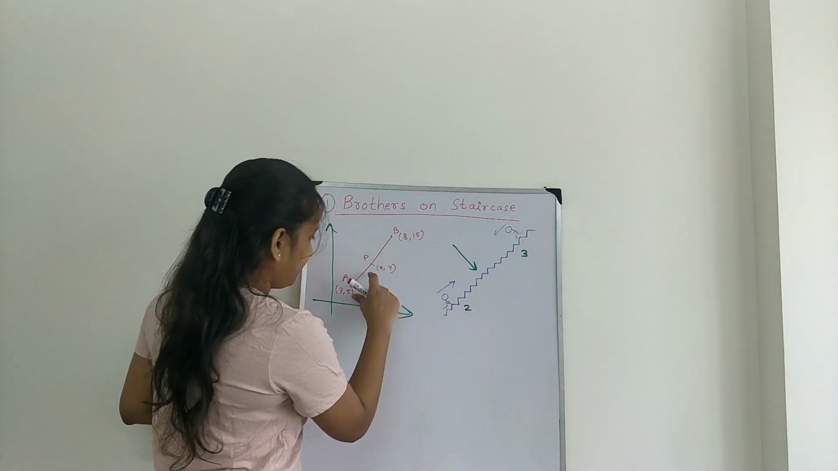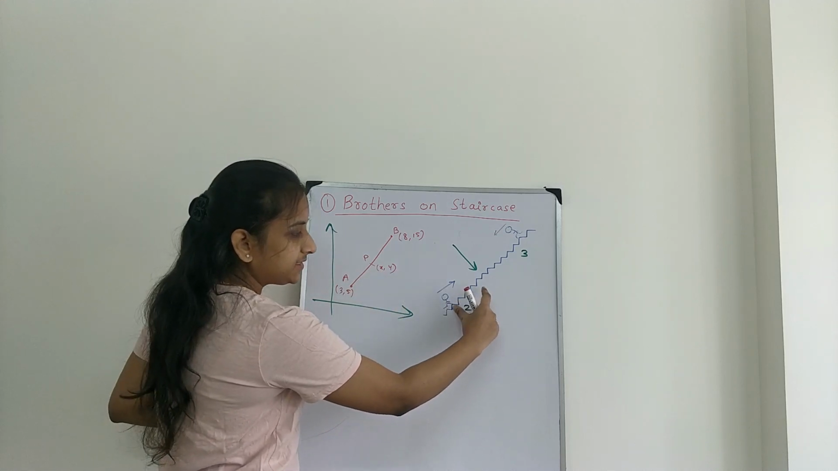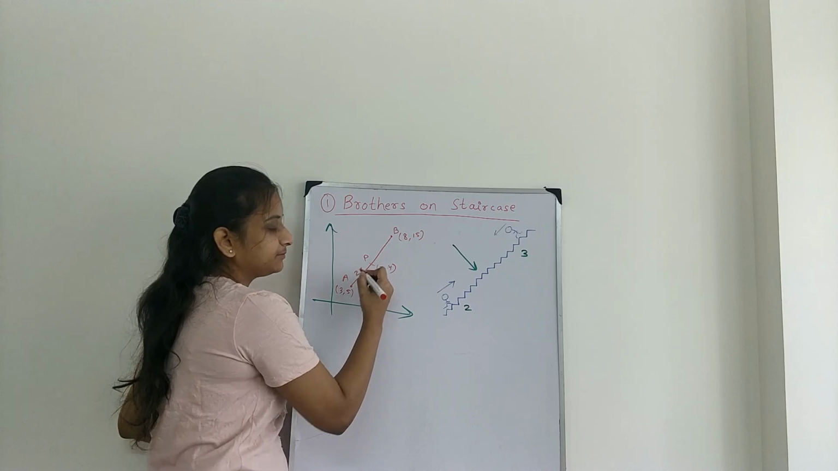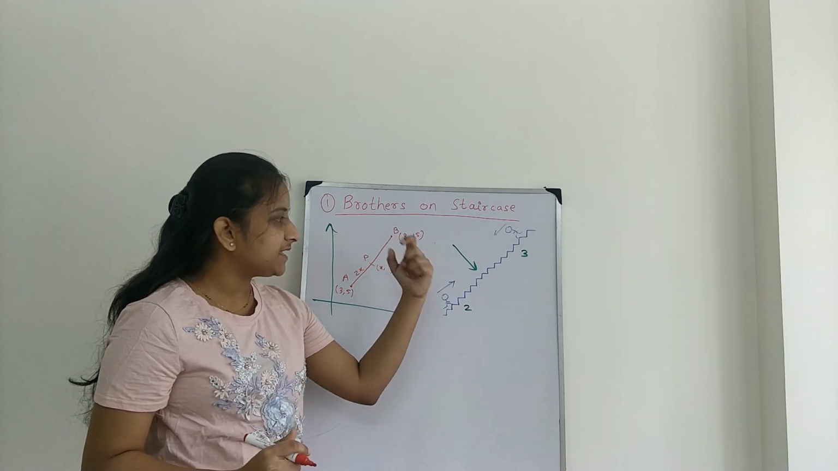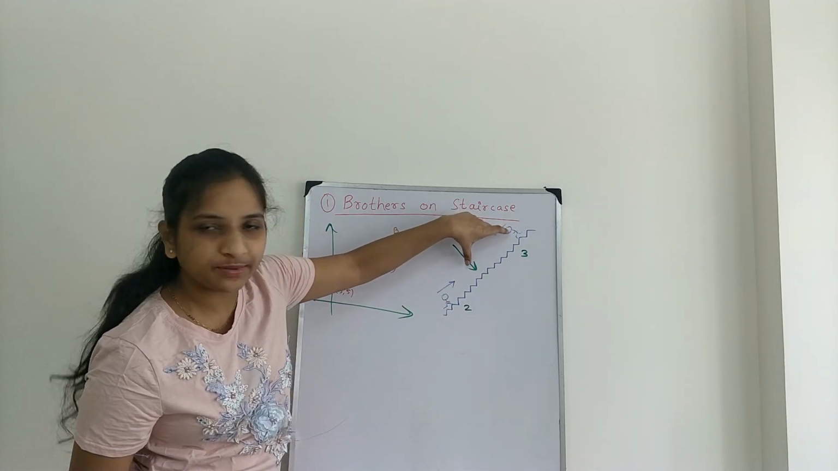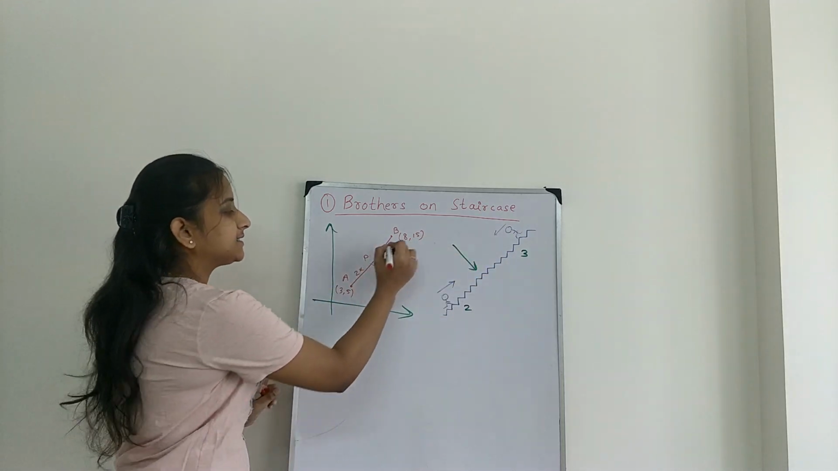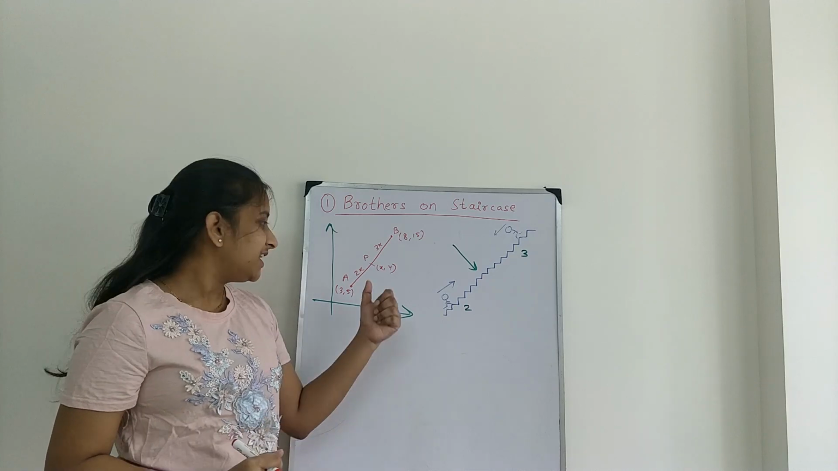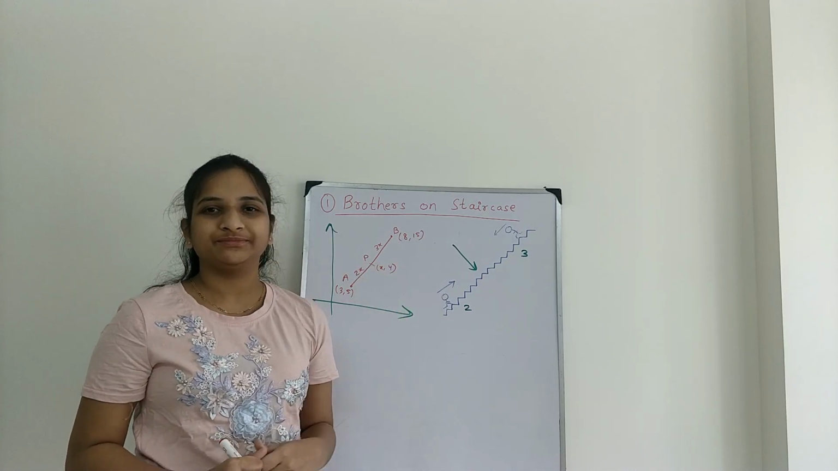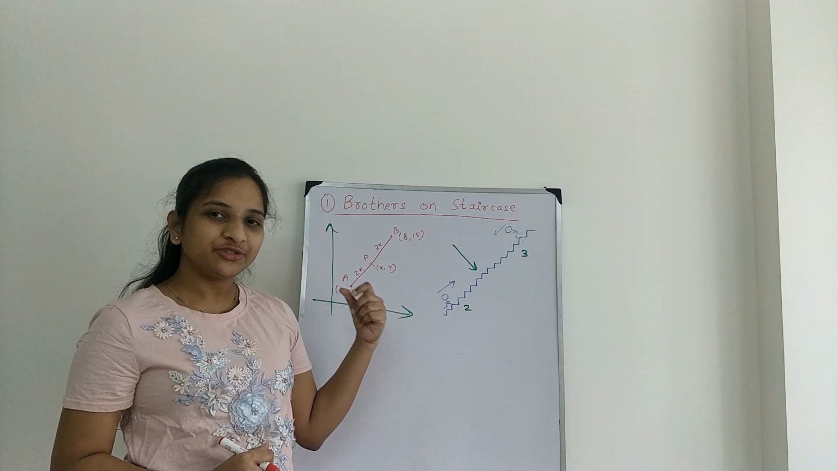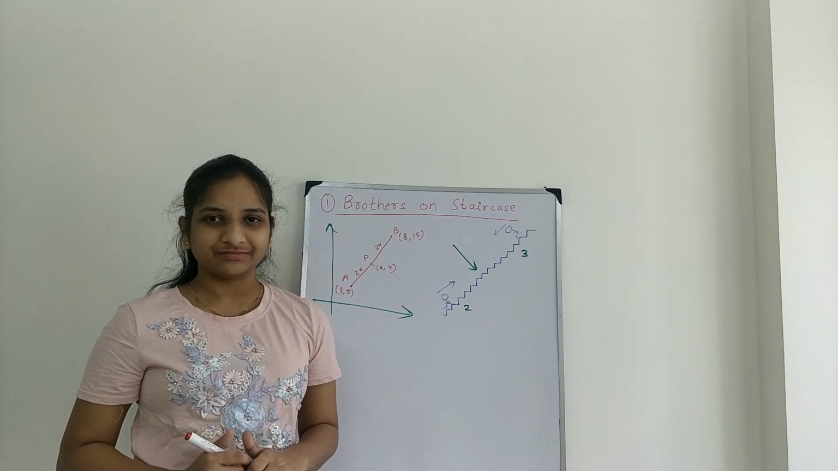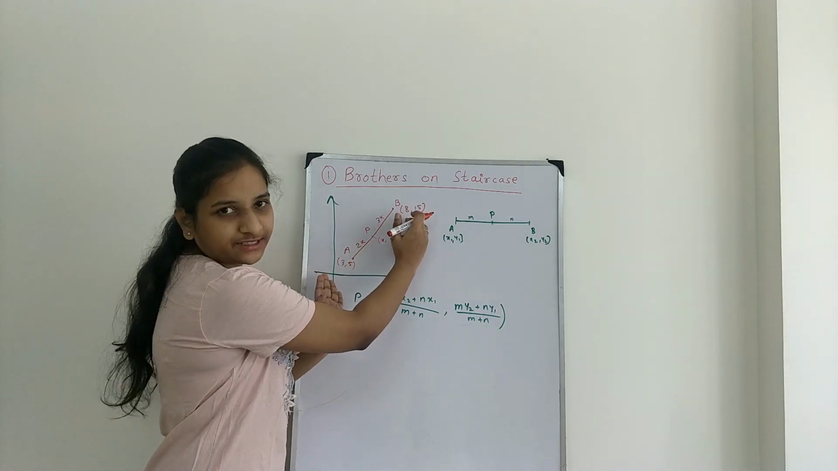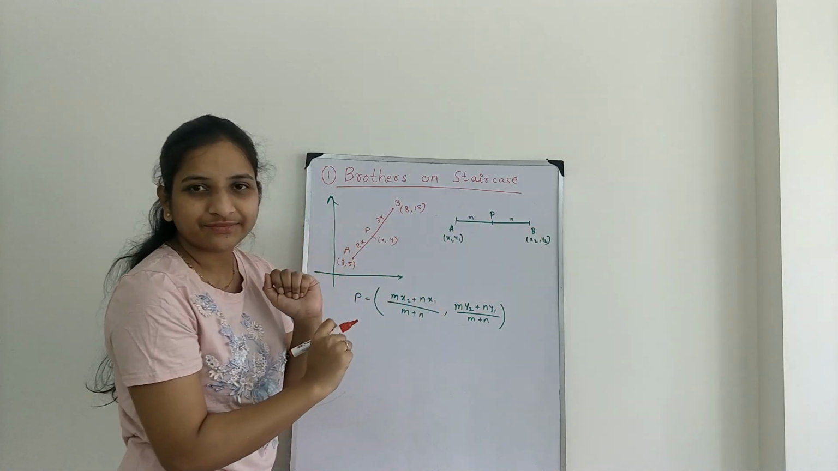So AP is nothing but distance traveled by this brother, so it is 2x. BP is nothing but distance traveled by this brother, so it is 3x. This much information we have. Let's find out this meeting point. How will we solve this? Using section formula. Here what I have done, I have simply moved this line AB like this.